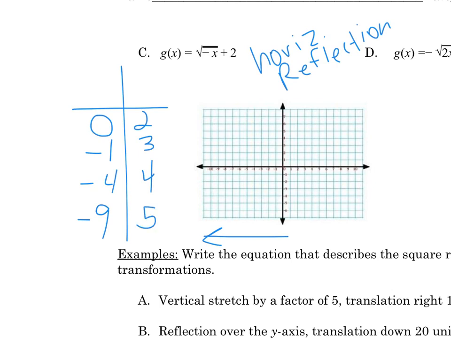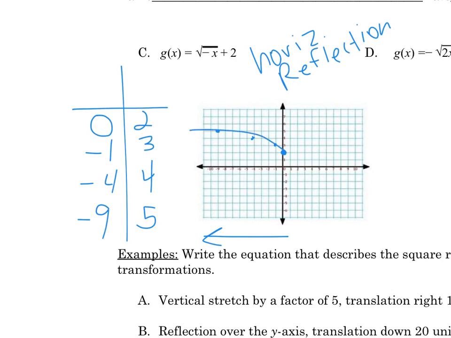Now I have my 4 key points, so I'm going to have the point (0, 2), the point (-1, 3), (-4, 4), and (-9, 5).